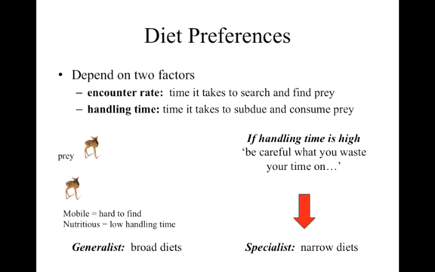So that means you don't have to spend as much time eating the animal. You get a lot more bang for your buck, a lot more nitrogen in particular for the time you spend eating the animal. So in this case, we have a low encounter rate, but also a low handling time, and so we're going to tend to be generalists.